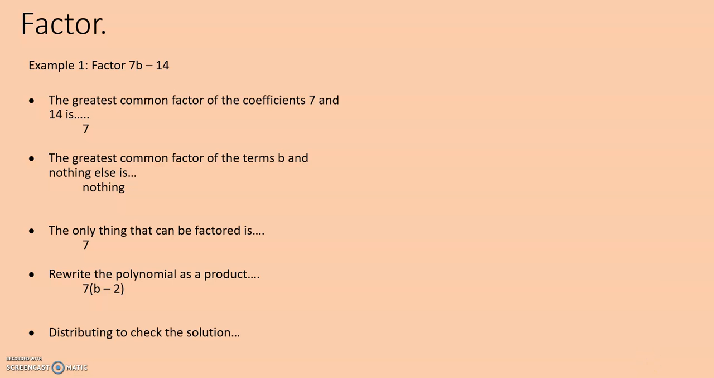Distributing to check the solution. If we distribute, we should get back to what we wanted to factor, the 7b minus 14. 7 times b is 7b. 7 times 2 is minus 14.